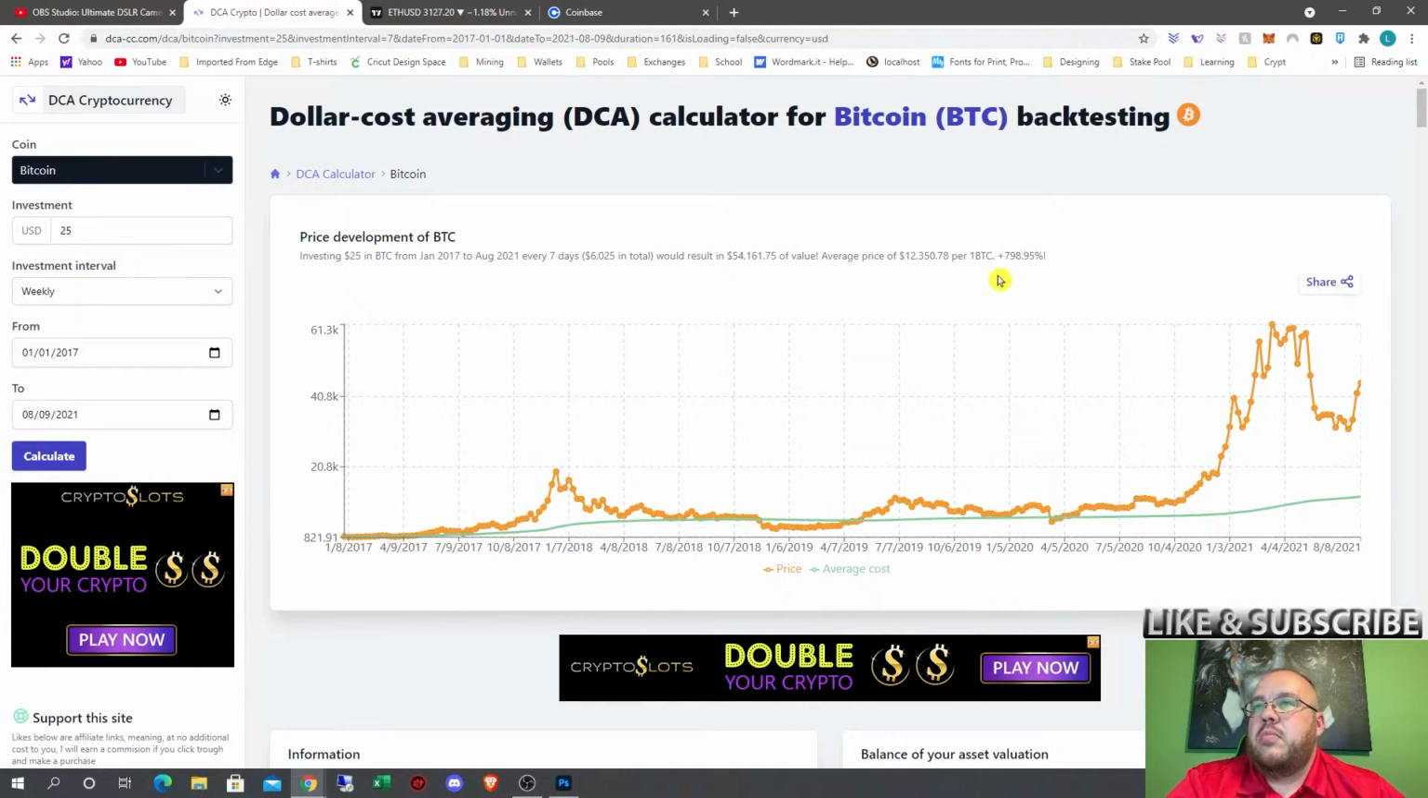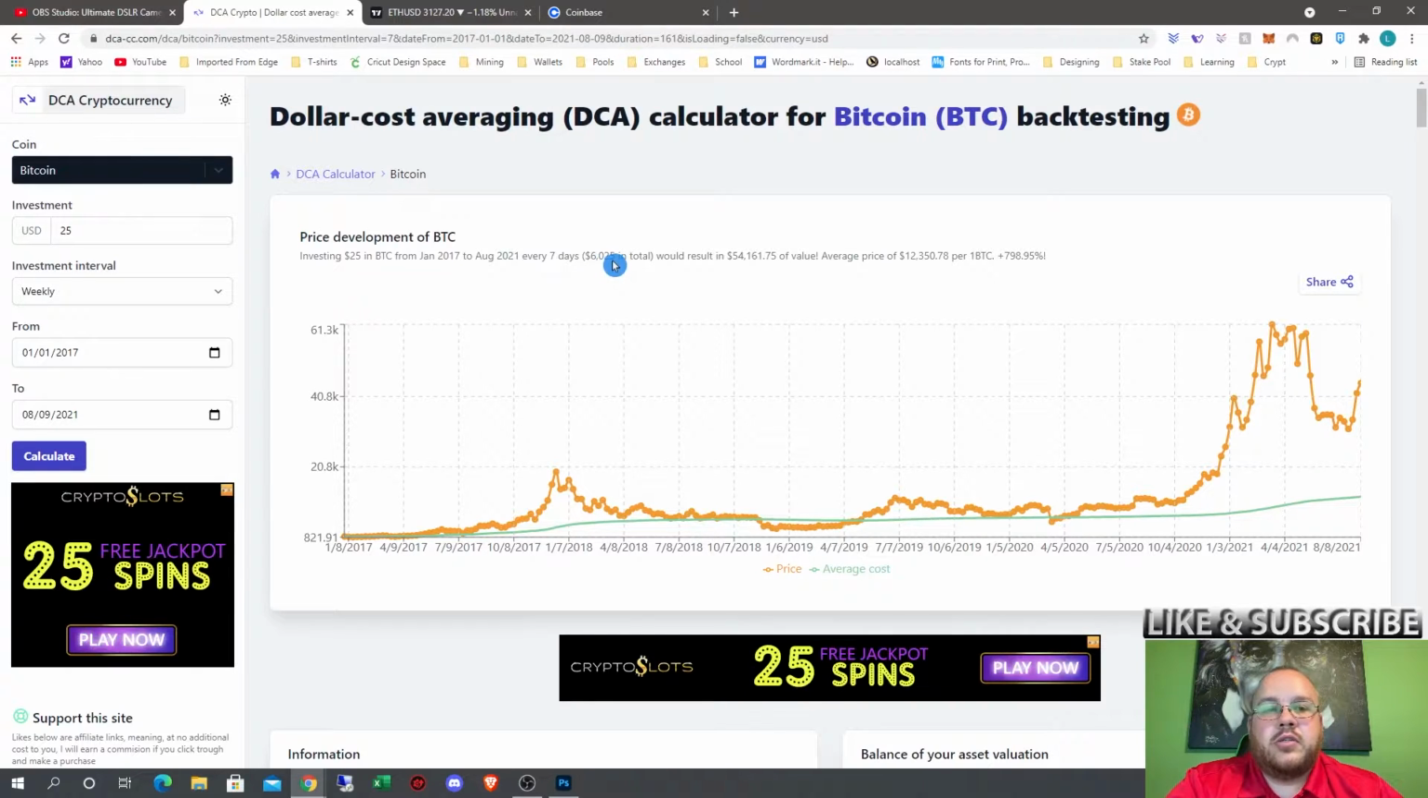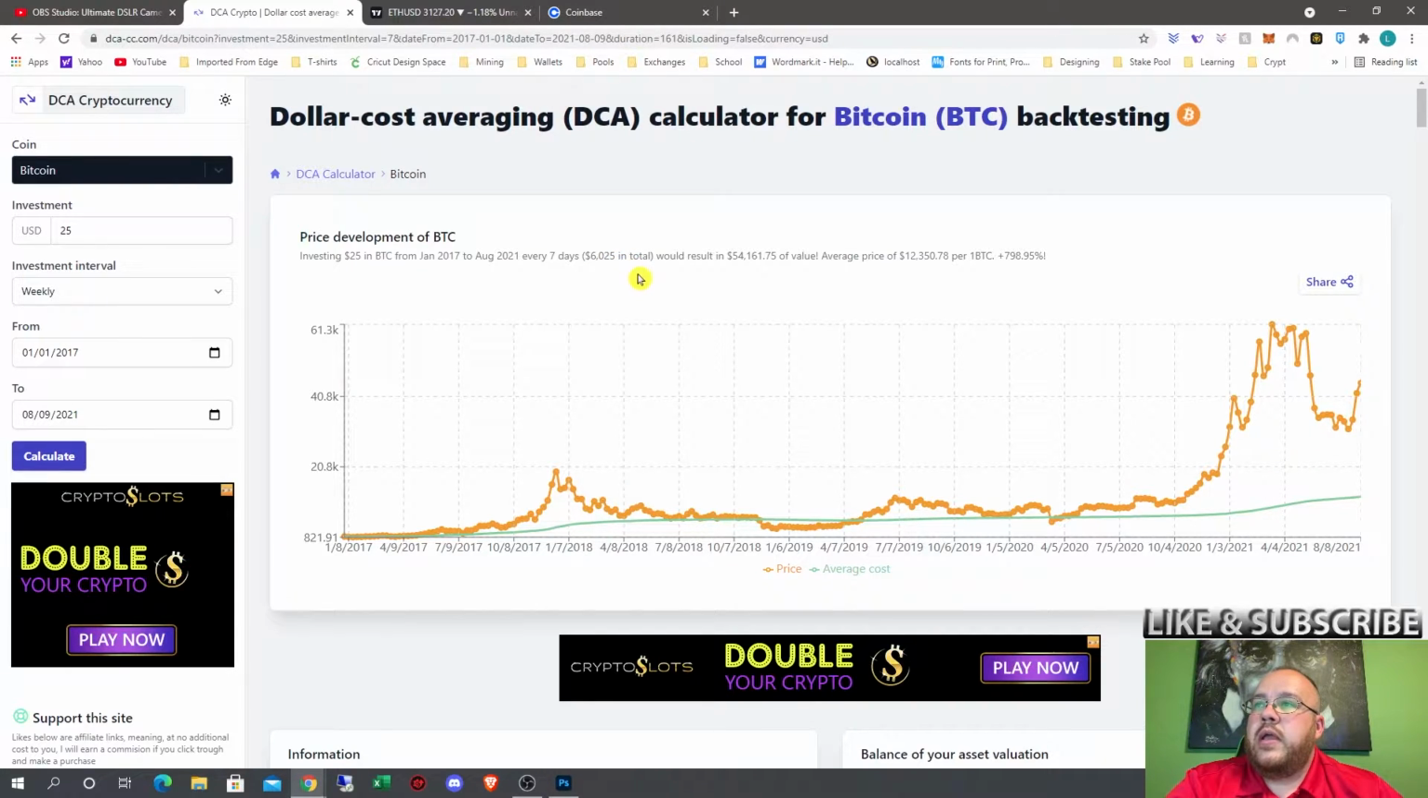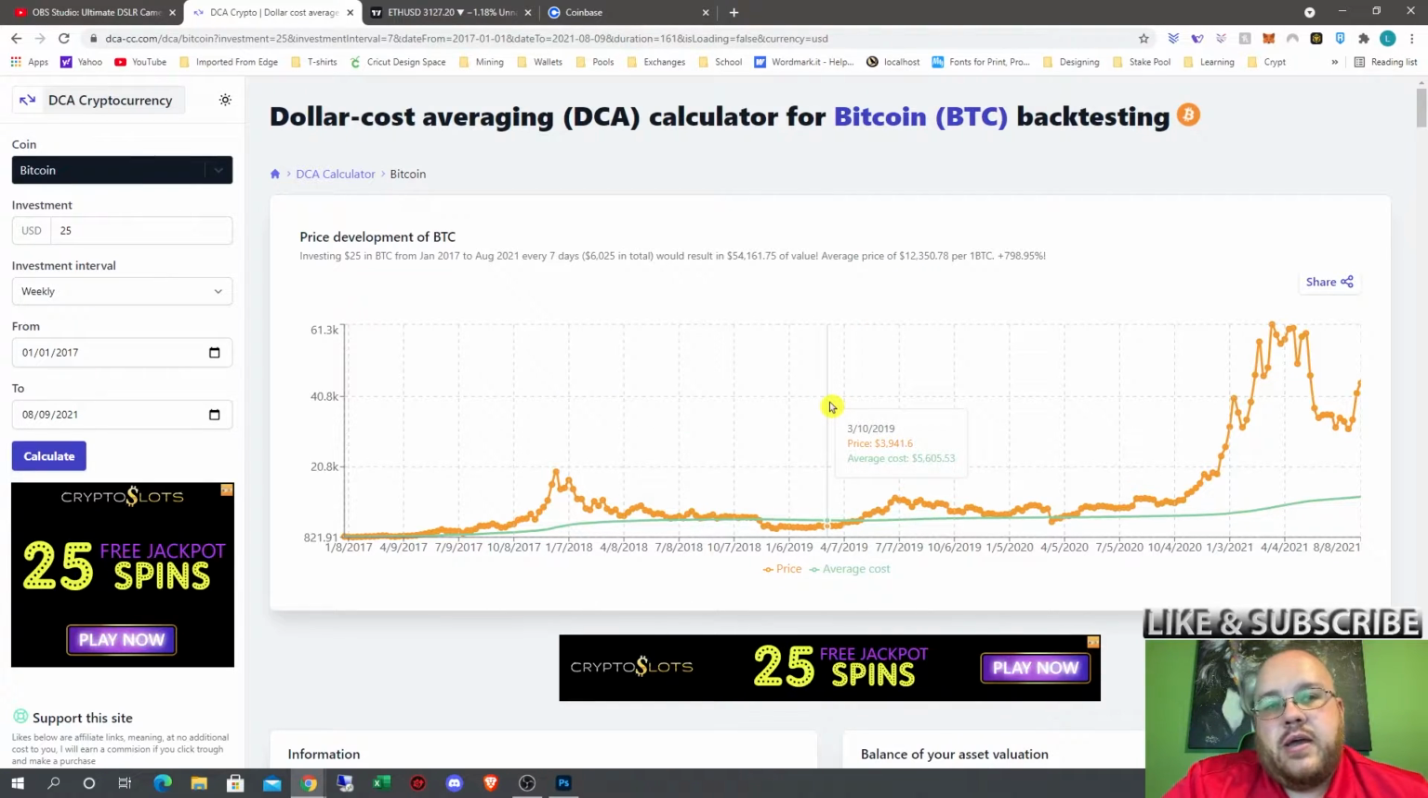You would be up 798% if you spent $25 a week from the 1st of January till today. You would have put in $6,025 in total, and it would be worth $54,161 today. And your average price of Bitcoin would only be $12,350. So you can see how it's a good idea. I mean, in my opinion, it is.